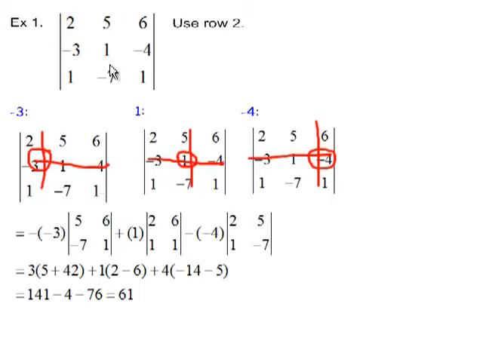And then the entry is 1. So you cross out the second row, second column. So the submatrix will be 2, 1, 6, 1 right here. Negative 4. Cross out second row, third column. You get 2, 5, 1, negative 7.